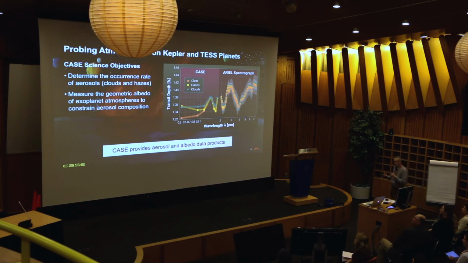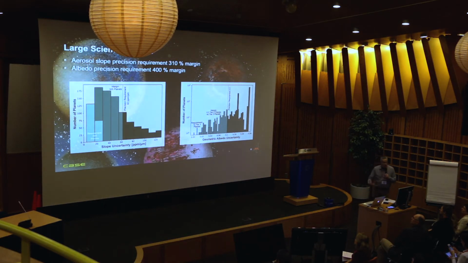So we have 2 major CASE objectives. One is to determine the aerosol occurrence rate. And these are connected to our level 1 requirements. And the other is to measure the geometric albedo of exoplanet atmospheres to constrain aerosol composition. So part of what we'll be doing in the CASE project is providing aerosol and albedo data products based on analyzing those data.